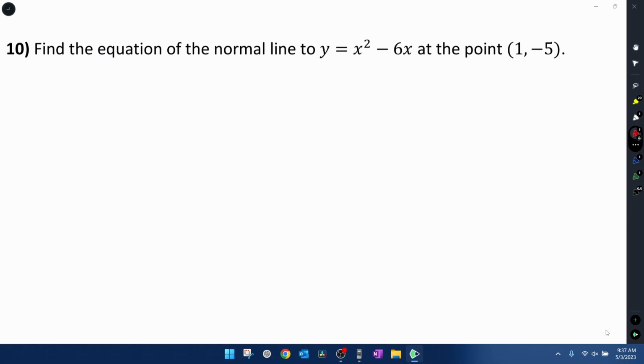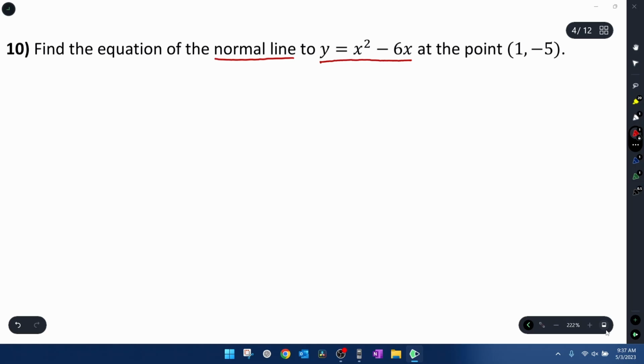Next, number 10, find the equation, this time of the normal line to y equals x squared minus 6x at the point 1, negative 5. This is going to work exactly like number 9, except when we find the slope of the tangent, we will then need to convert it to the slope of the normal.